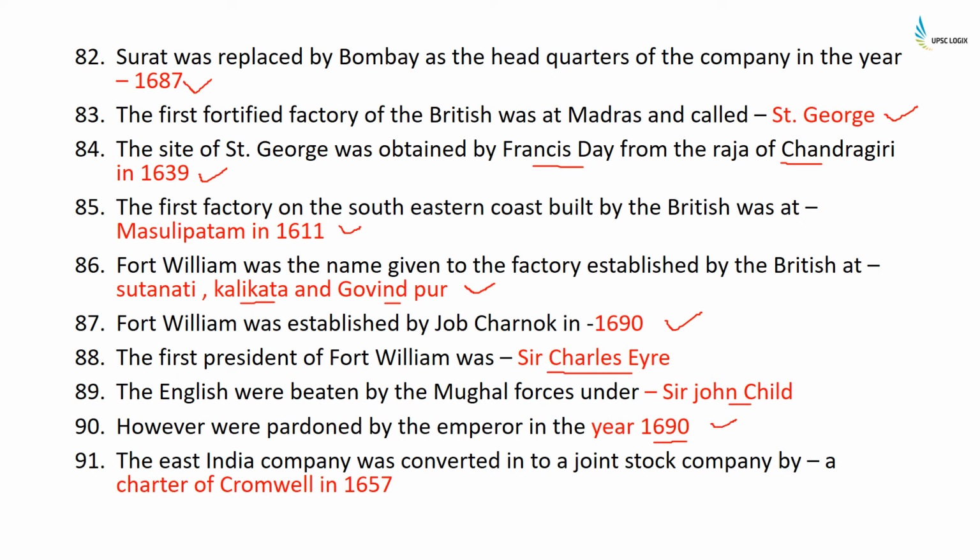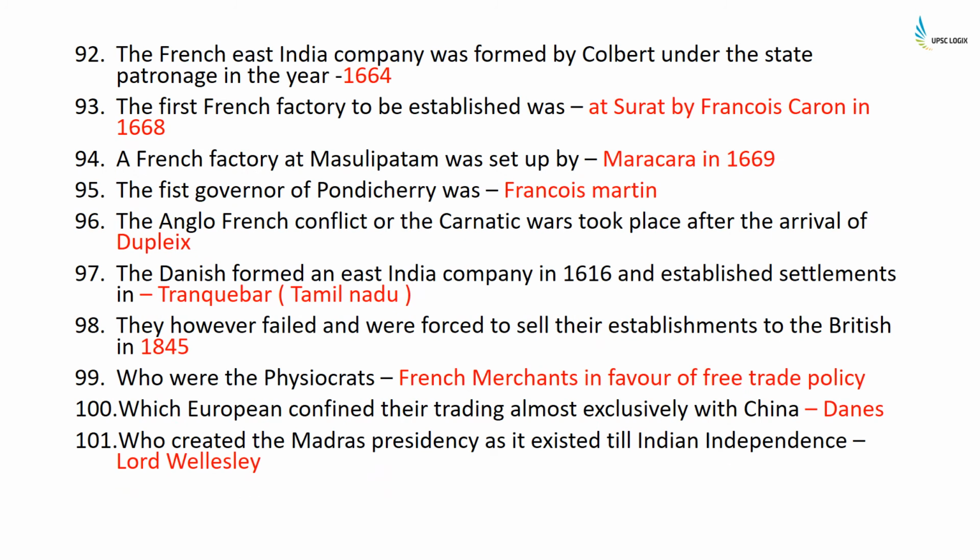The East India Company was converted into a joint stock company by a charter of Cromwell in 1657. The French East India Company was formed by Colbert under state patronage in the year 1664. The first French factory to be established was at Surat by François Caron in 1668. The French factory at Masulipatnam was set up by Marcara in 1669. The first governor of Pondicherry was François Martin.